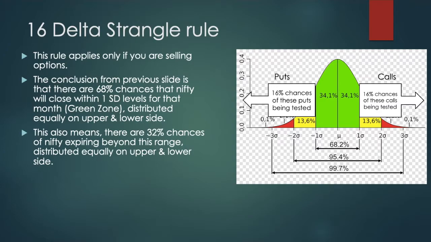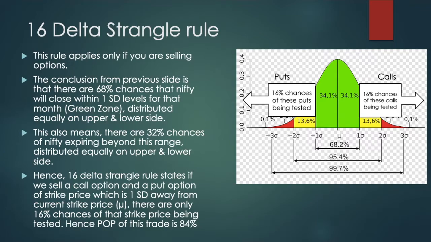So the 16 delta rule says you should just sell. You should first identify the one standard deviation strike price on the call side and the one standard deviation strike price on the put side of Nifty, and then just sell that call option and just sell that put option of the strike price which is one standard deviation away. So we will have only a 16% chance of this trade failing, right?